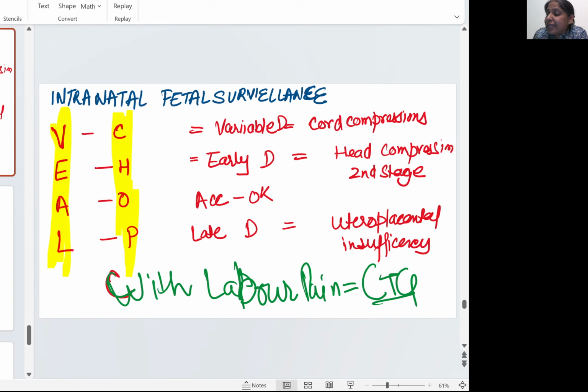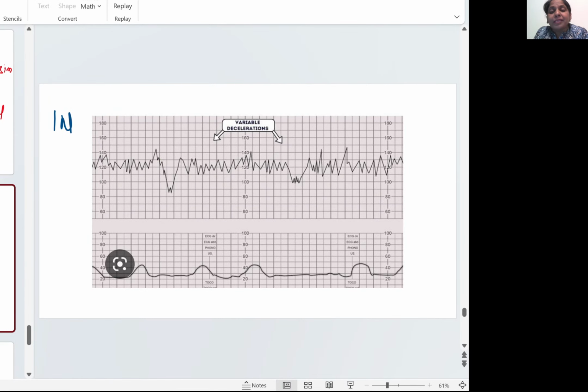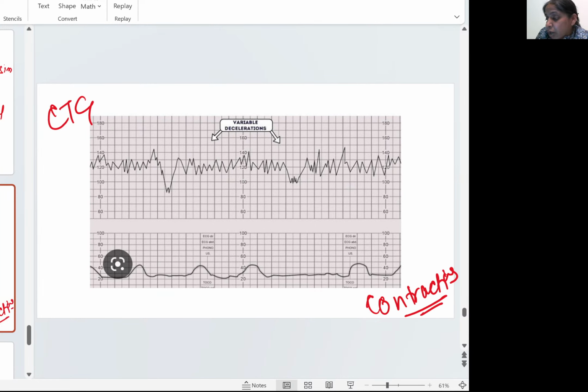Here we have to see decelerations are of which type. Okay. If the decelerations are of variable type. What do you mean by variable deceleration? See, in the labor pains, this is CTG. Right? In the CTG, at the lower side, there will be contractions. The contraction wave will be there on the lower side. Okay, are you getting it?